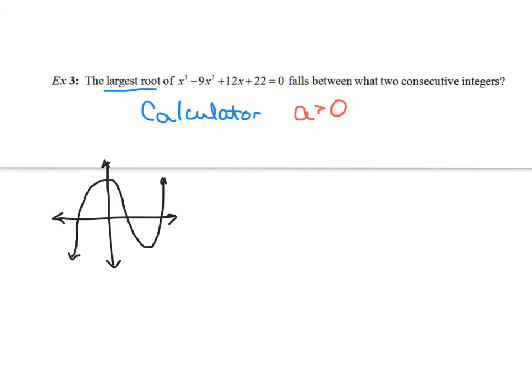So I've drawn a sketch of what I saw on my graphing calculator. I noticed on the calculator that there was 1 negative root and 2 positive roots. Now because I'm looking for the largest root, I want to find the one that is furthest to the right. So that's the root that I'm looking for.